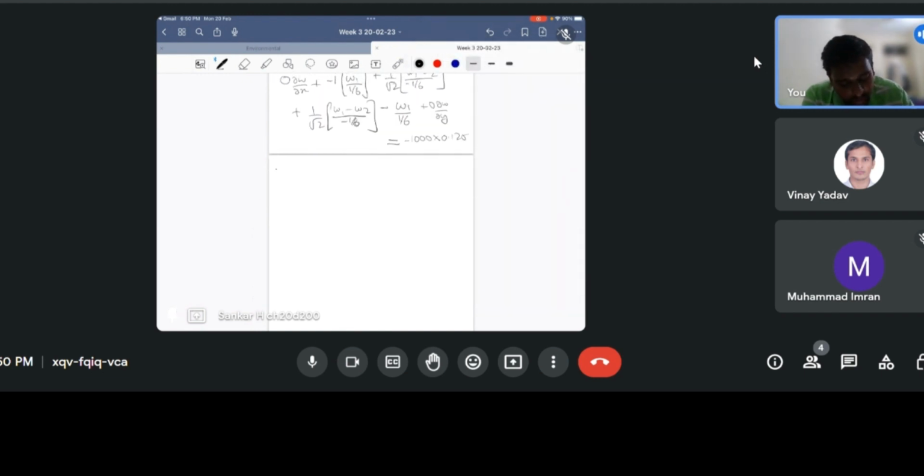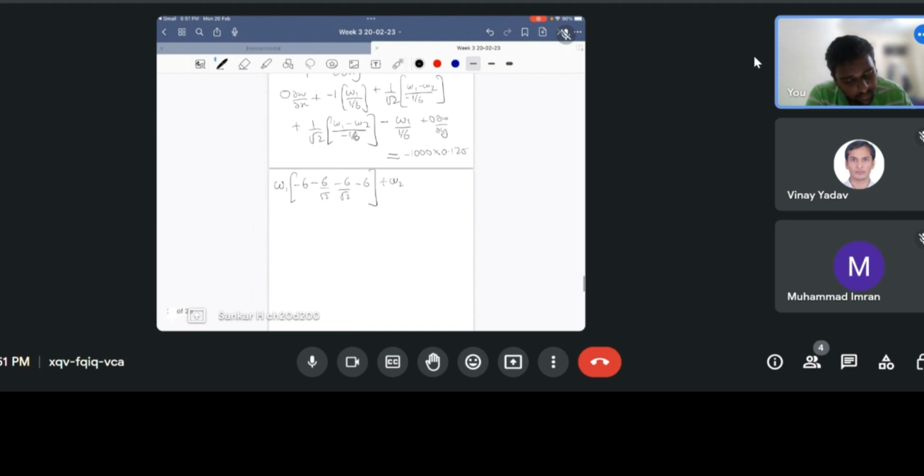Therefore we can rewrite this equation as W1 times minus 6 minus 6 by square root 2 minus 6 by square root 2 minus 6, plus W2 times 6 by square root 2 plus 6 by square root 2, should be equal to minus 125. Finally we'll get this equation as W1 times minus 12 minus 12 by square root 2 plus 12 by square root 2 W2 should be equal to minus 125. This is our first equation.